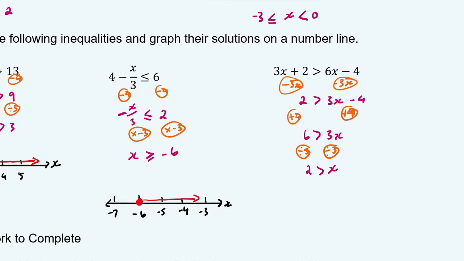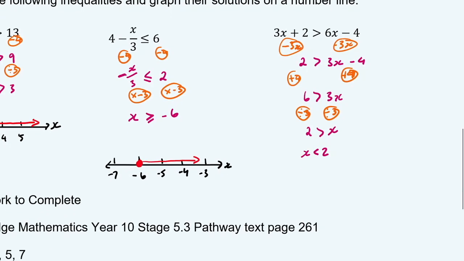And this is where we do that switcheroo. From before, when we were talking about changing those signs, if I want to have x on the left, which is a fairly straightforward convention in mathematics, I just change the sign around. So instead of 2 being greater than x, I've got x is less than 2. Now we draw that number line up.